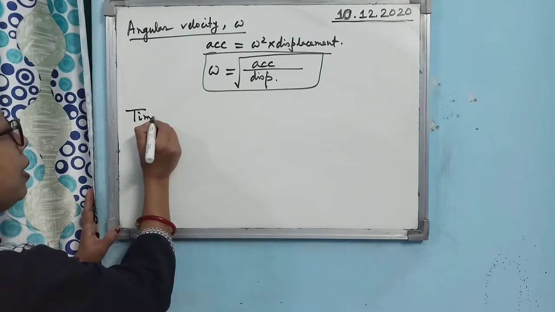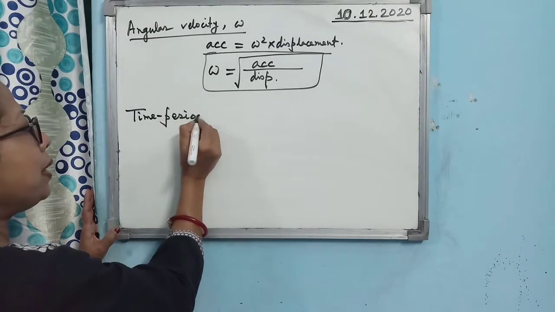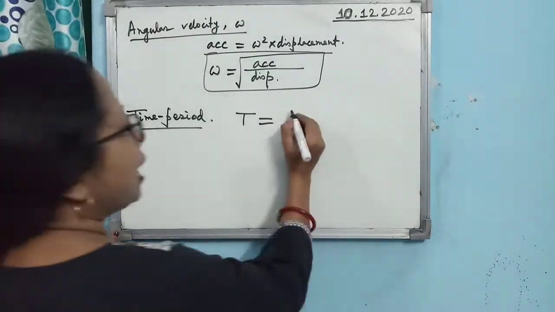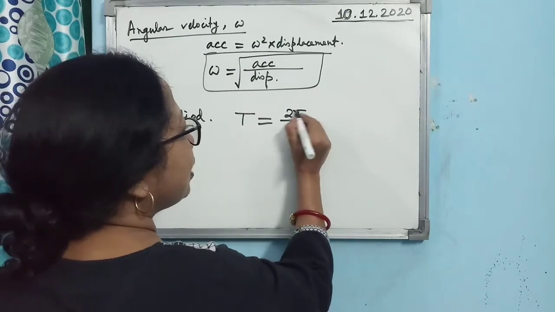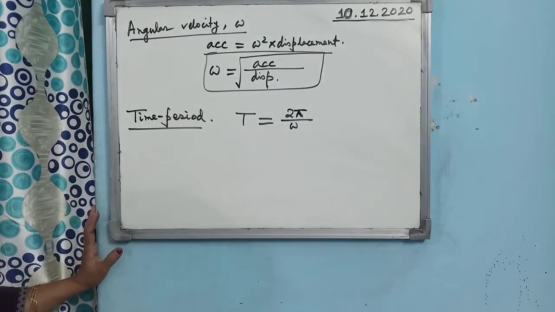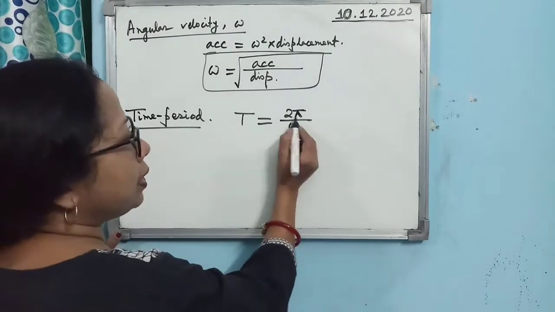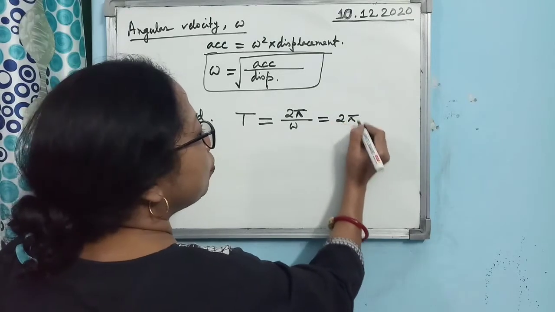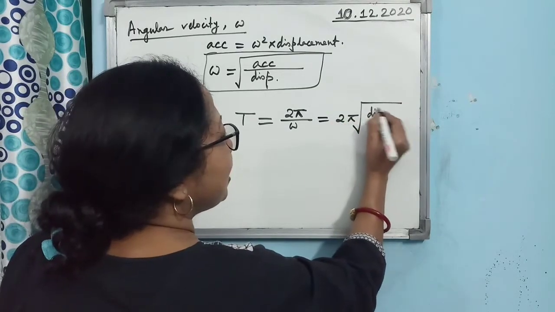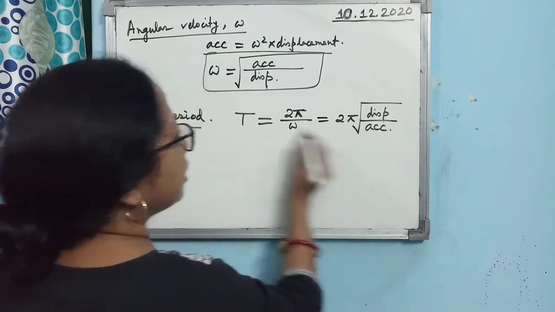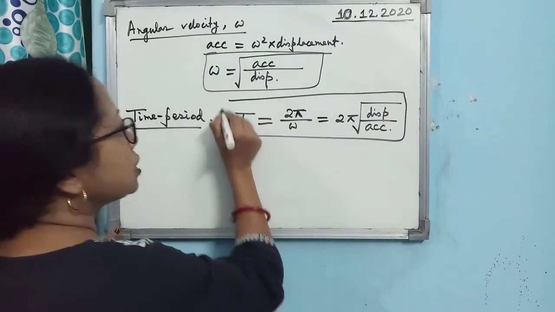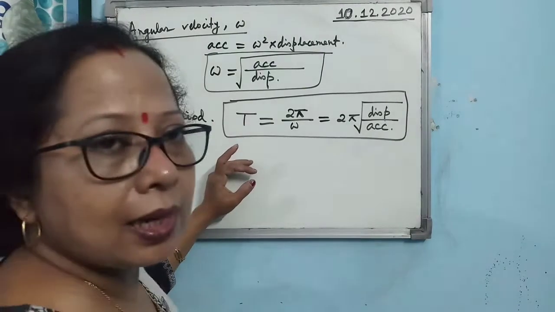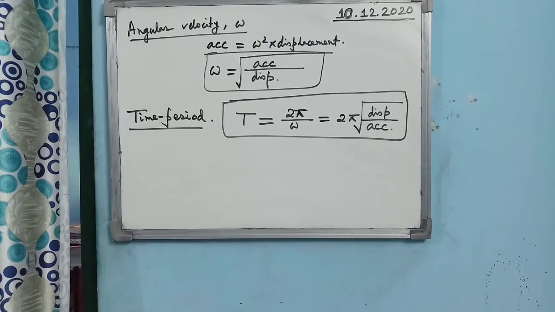Next, what will be the time period of the particle executing SHM? You know, time period is given by 2 pi by omega, that we have done already in uniform circular motion. So if you substitute it, it comes 2 pi into under root displacement upon acceleration. So you have to remember these two relations related with the particle executing simple harmonic motion.